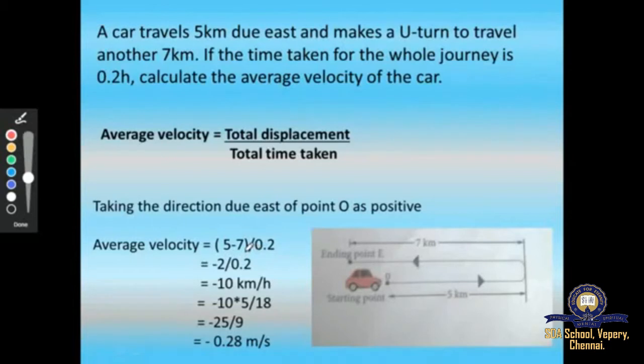So 5 minus 7, you will get minus 2, divided by 0.2, which is equal to minus 10 km per hour. Converting kilometer per hour to meter per second, we have to multiply by 5 by 18. So minus 10 into 5 by 18 meter per second, which will give you minus 0.28 meter per second. So the average velocity of the car is minus 0.28 meter per second.